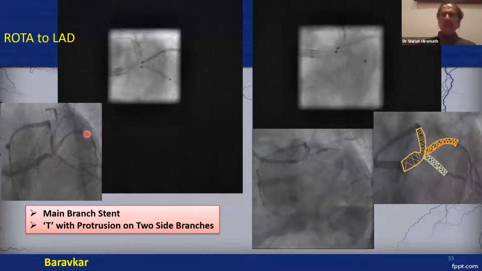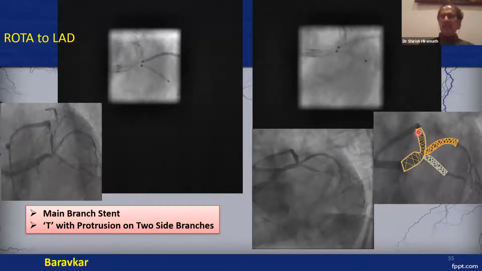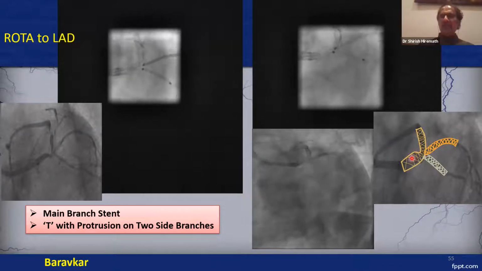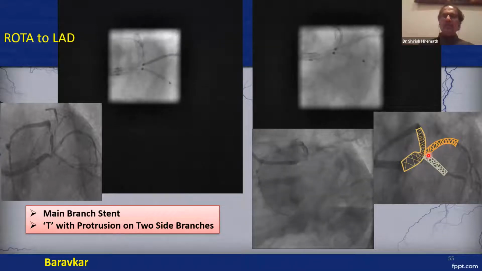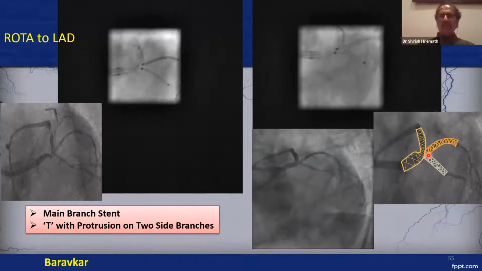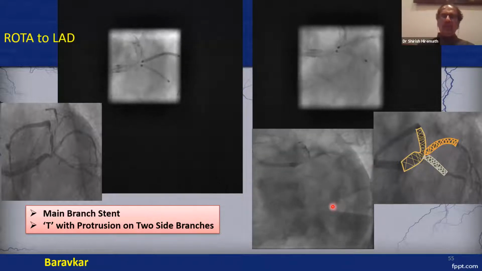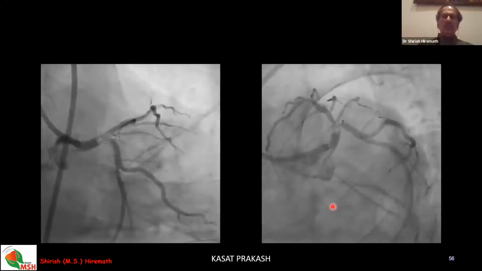So the bed was prepared, and the strategy was planned like this. This was the main branch stent, LAD to left main, and we attached two stents on the side and ended up with a good result on this case, as you can see here. So you may have to change your strategy and switch to some other strategy as we go on.